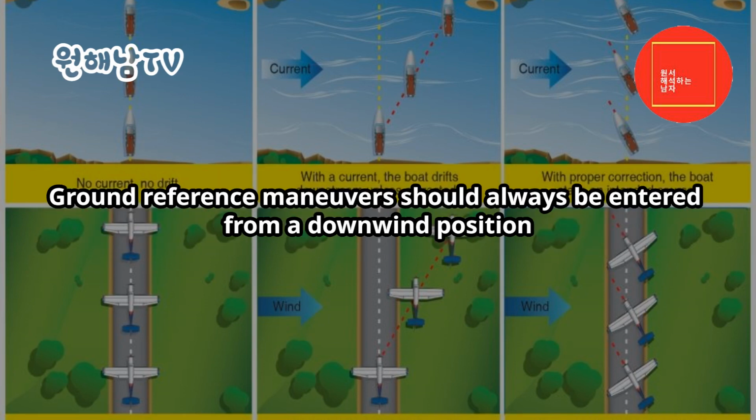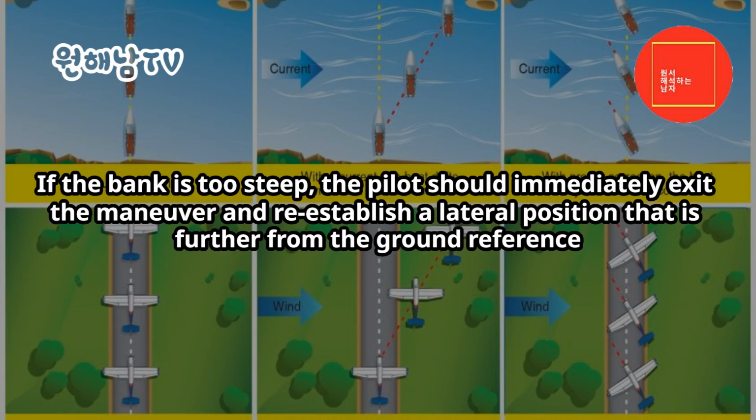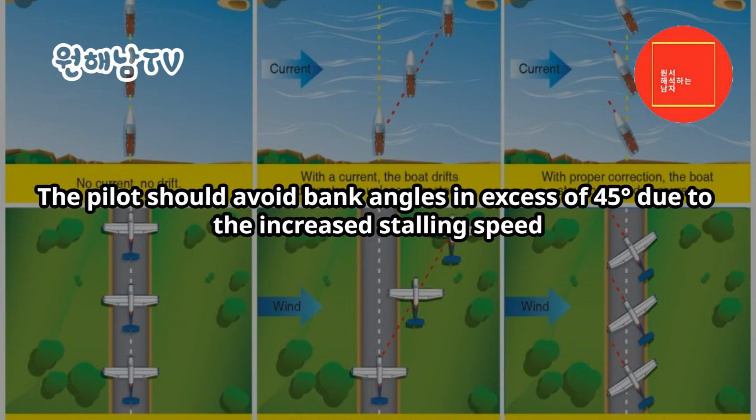Ground reference maneuvers should always be entered from a downwind position. This allows the pilot to establish the steepest bank angle required to maintain a constant radius ground track. If the bank is too steep, the pilot should immediately exit the maneuver and re-establish a lateral position that is further from the ground reference. The pilot should avoid bank angles in excess of 45 degrees due to the increased stalling speed.